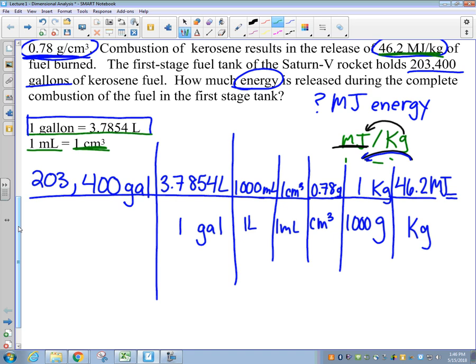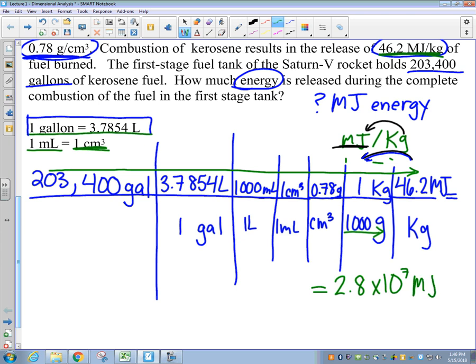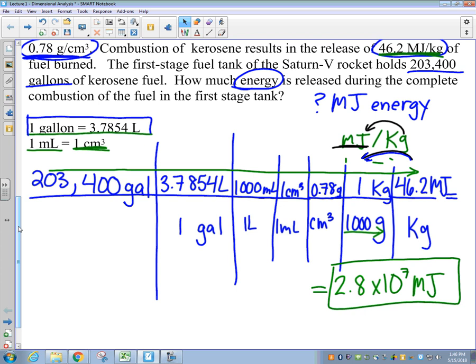Again, everything in the numerator is going to get multiplied. So I'm going to multiply it all the way across the top, and then I'm going to divide it by anything other than 1 in the denominator. So this is all 1 here, so I'm just going to divide it by 1,000. Give us a minute to do that, and we end up with 2.8 times 10 to the 7 megajoules of energy. So this is the amount of energy released by the combustion of kerosene fuel.